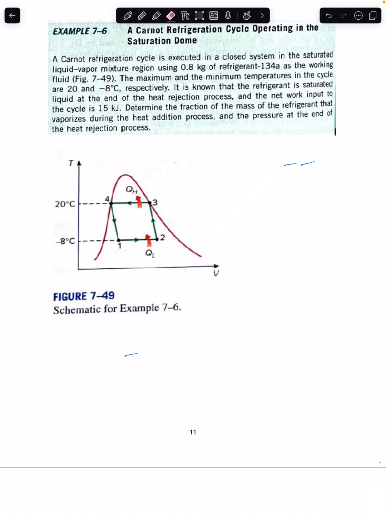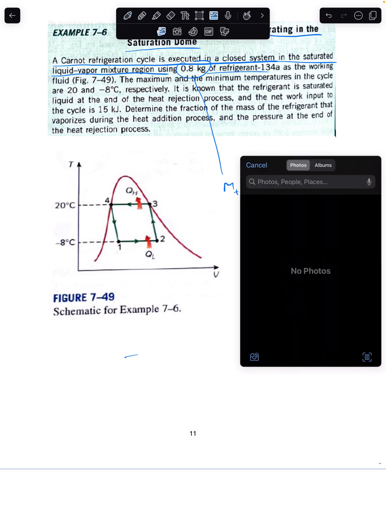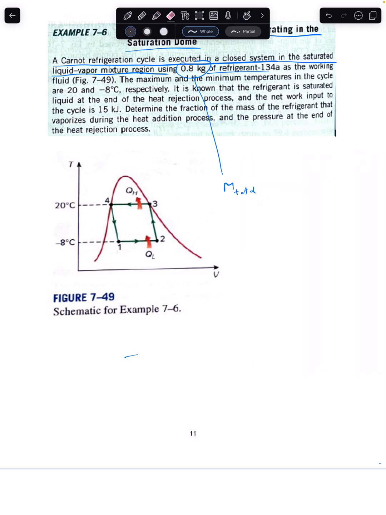We are told that a Carnot refrigeration cycle is executed in a closed system in a saturated liquid-vapor mixture region, operating in the saturation dome. We are given a mass of refrigerant, and that refrigerant is refrigerant 134A. This is the total mass.